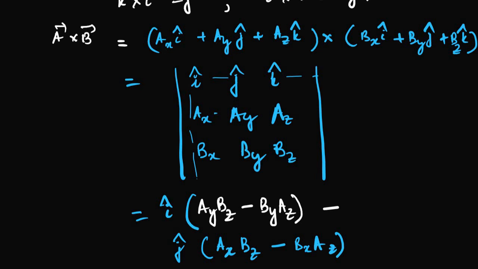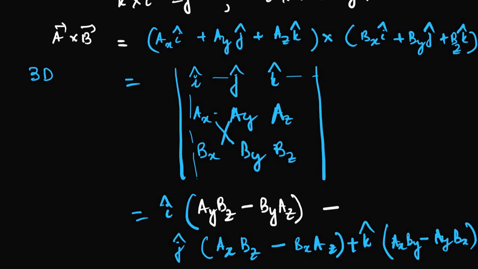Now the other one will be a plus sign because it is cyclic again. k I am taking, so this row and this column will be left out, and what am I going to write here? You must know it: AX BY minus AY BX. So this is how it will be solved. This is the answer for the vector product in Cartesian coordinates, that means in 3D.